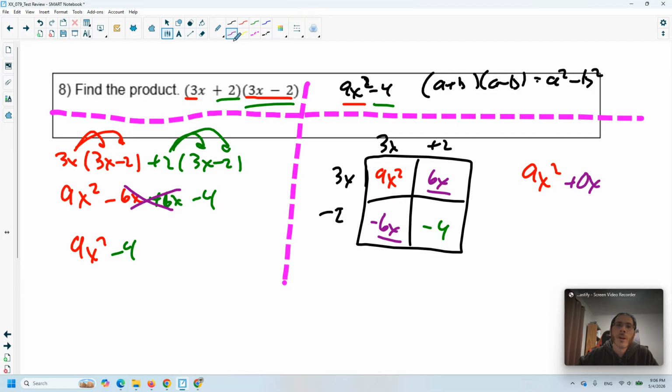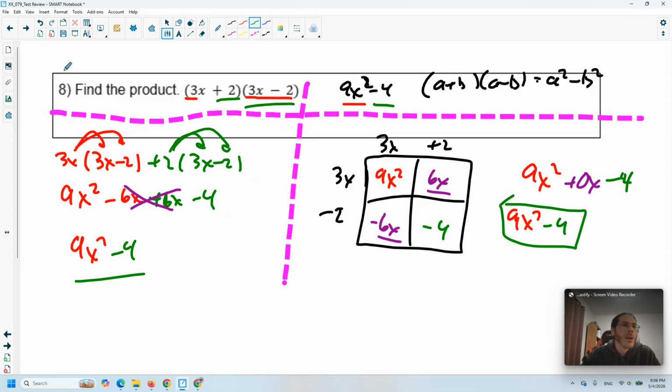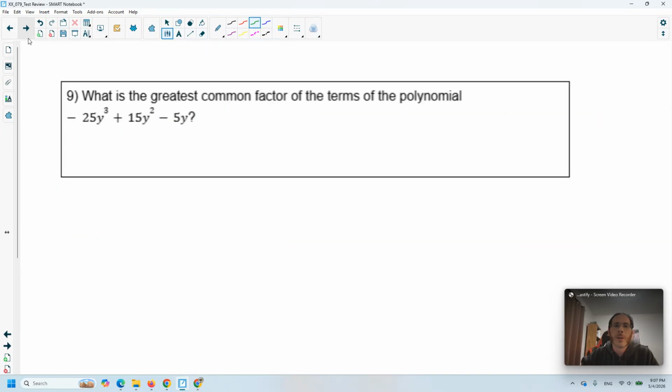plus 0x minus 4. Or if we don't want to write the 0x, that's fine. 9x squared minus 4. So any one of these is totally fine. All right, that's the end for number 8. Again, I did that 3 different ways, but you can choose only one way. You only have to do it one way, whichever way you like the best.